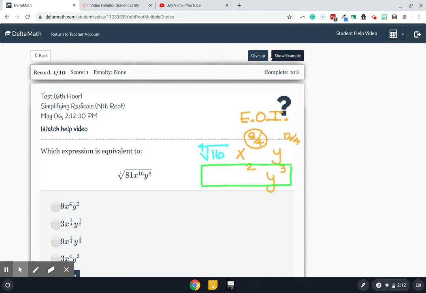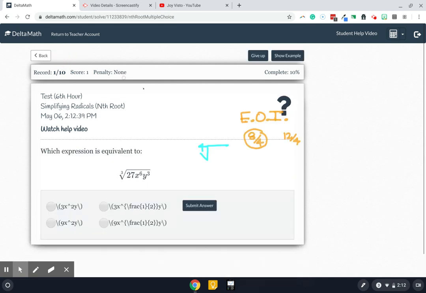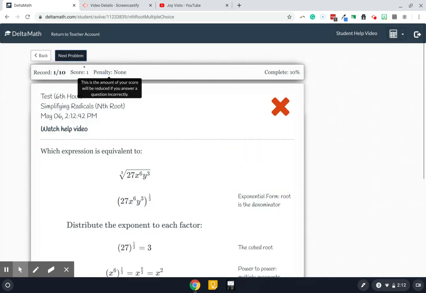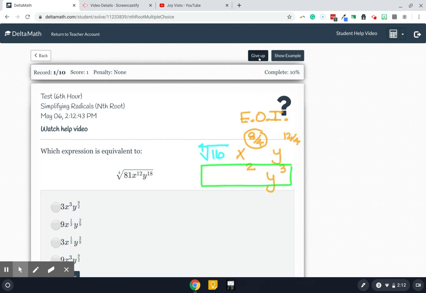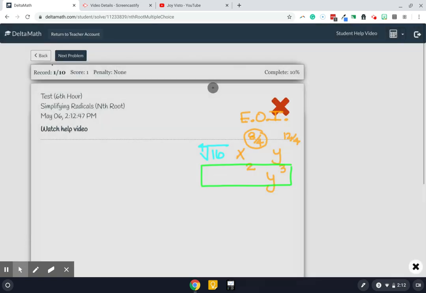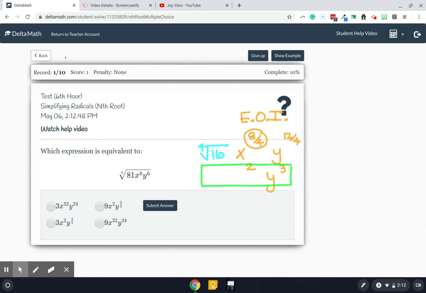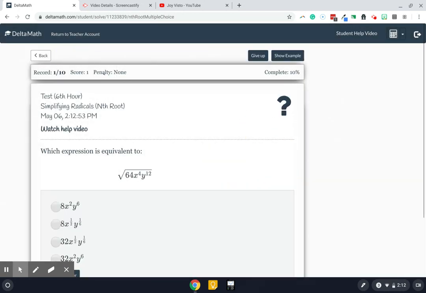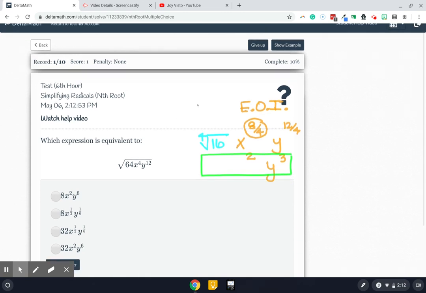Another problem, super similar. I'm going to hit give up, see if I can find one a little bit more complicated. Next problem. Next problem. Boo, I keep getting the same ones. Well, if we keep getting the same ones, that's a good sign. It means that we don't have too many more tough ones coming. Oh, this is a good one.